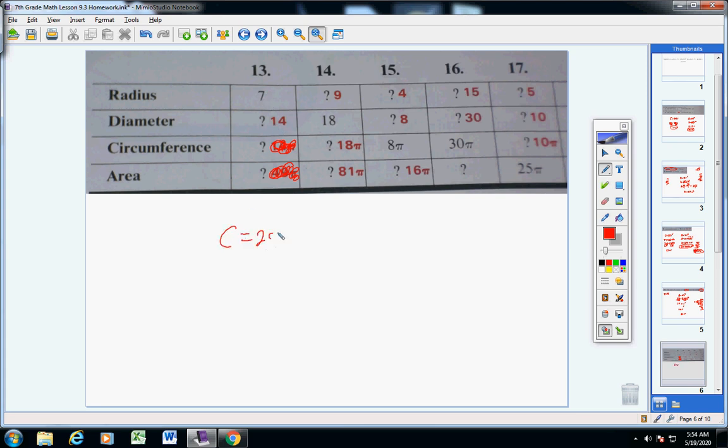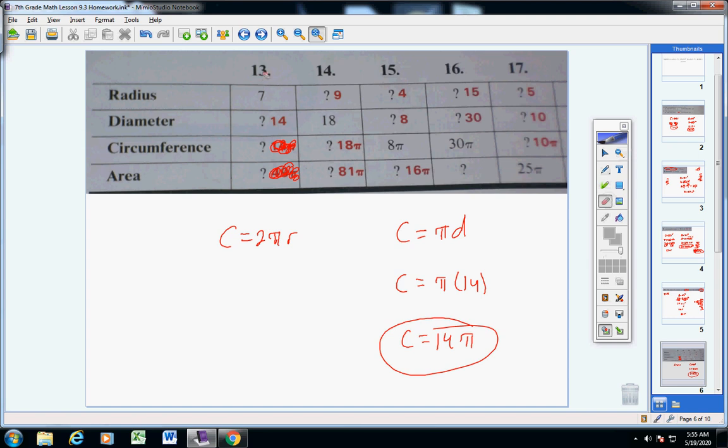So I don't care which formula you use. Okay, I'm going to use this one because it's a little easier. So circumference equals pi times diameter, which is 14. And of course, pi times 14 is 14 pi. And there you go. There's your circumference.